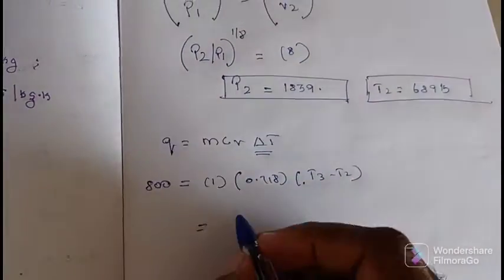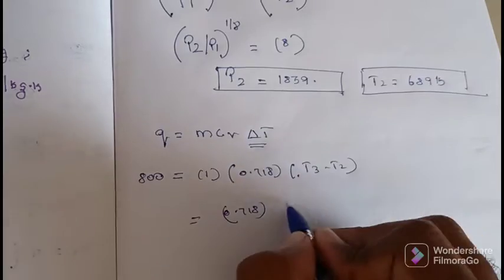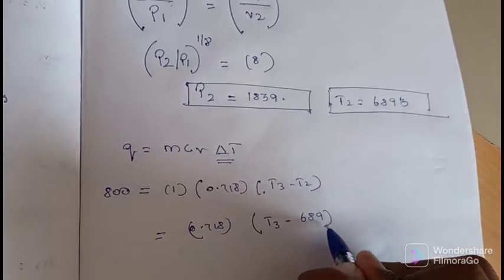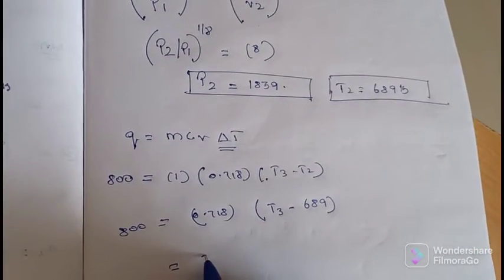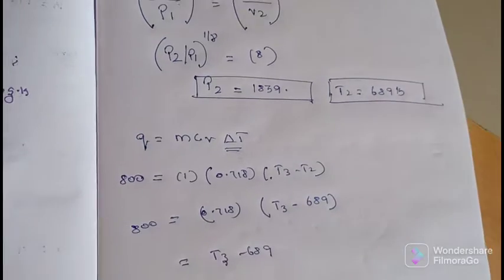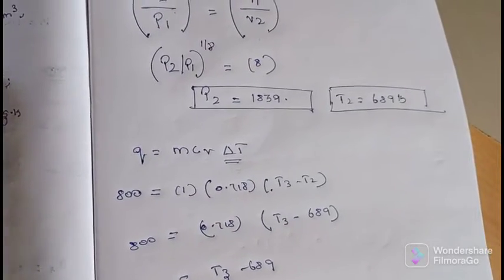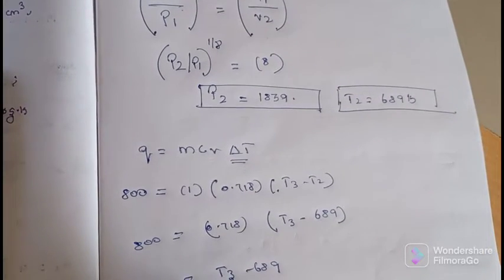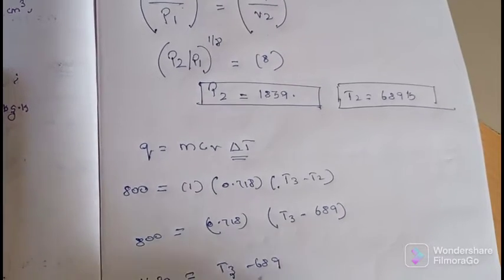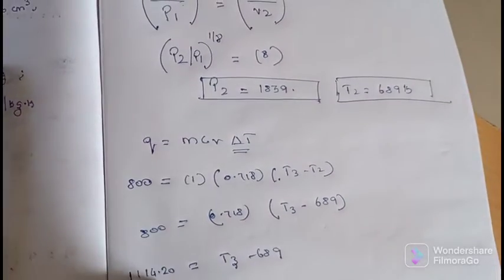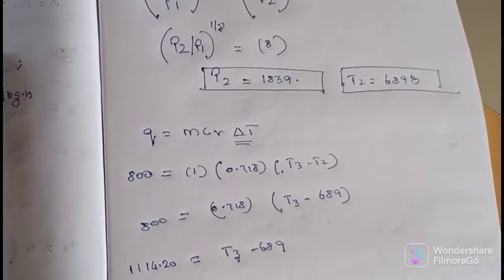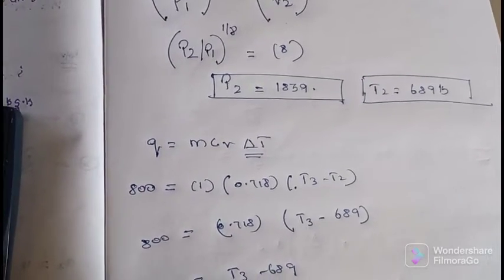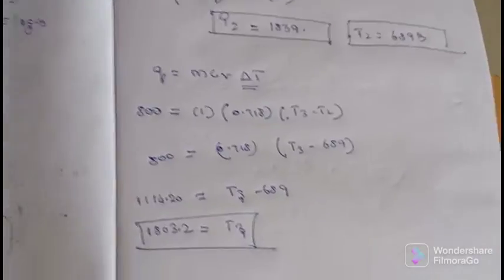On simplifying this, 0.718 we can write here. T3 we need to identify. T2 we have identified as 689. It is 800. On simplifying this, we get 800 divided by 0.718, which is 1114.20. Again the minus comes here, it will become plus 689. So the answer is 1803.2. So this is the T3 value.